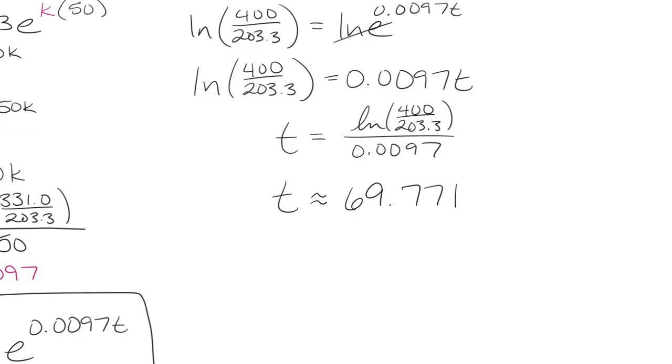Not plug it in. Not to 2020, but to 1970. 1970 is year 0. So this is telling me it has been 69.77 years since 1970, which means what year will this actually happen? It'll be the year 2039.